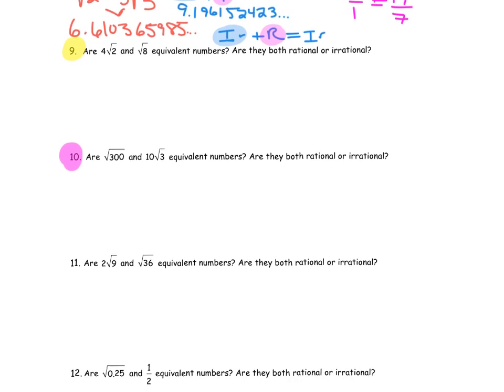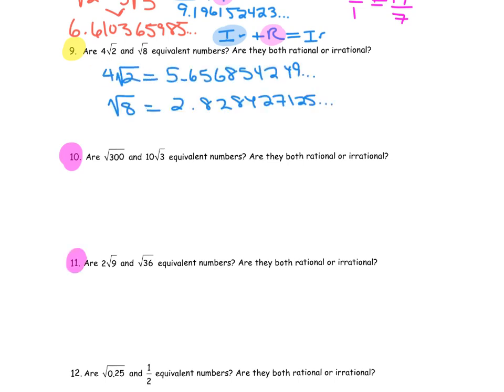All right, let's keep going. We have question 9. Are 4 radical 2 and 8 radical 2 equivalent numbers? Well, guys, I'm just going to put this in my calculator. What does 4 radical 2 equal? And what does radical 8 equal? Okay, so after putting this in the calculator, these are the values that I got. And very clearly, they're not equivalent. They're not the same number. So they're not equivalent. And I want to know, are they rational or irrational? Well, there is no repetition, and the number is going on forever. So this is irrational. We would say it is non-terminating and non-repeating.